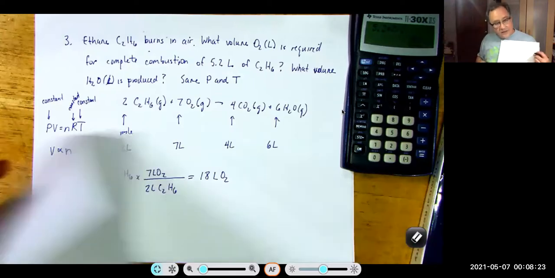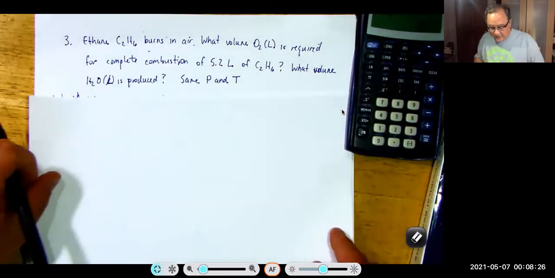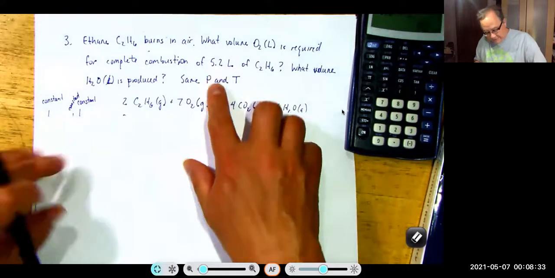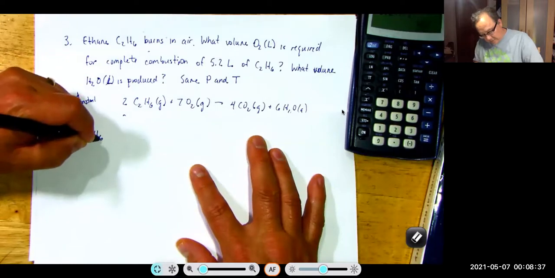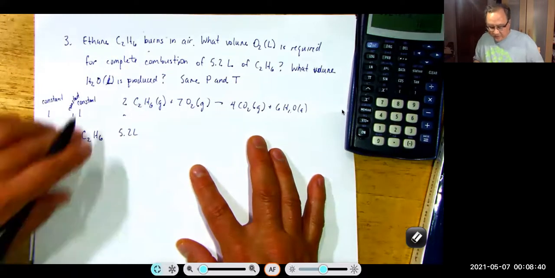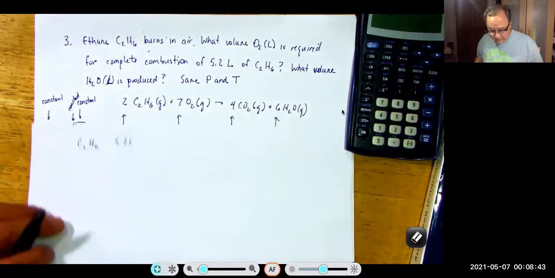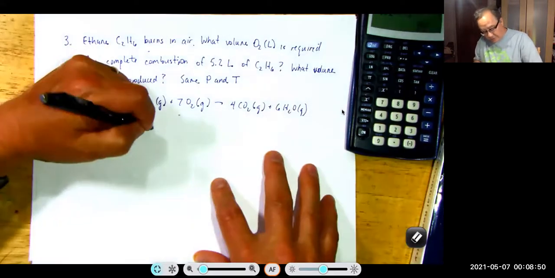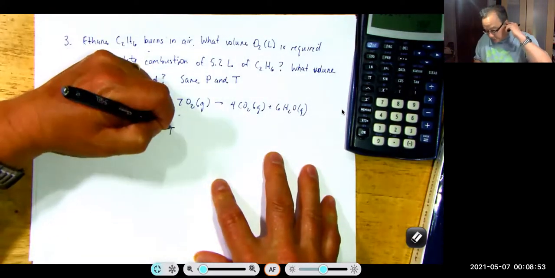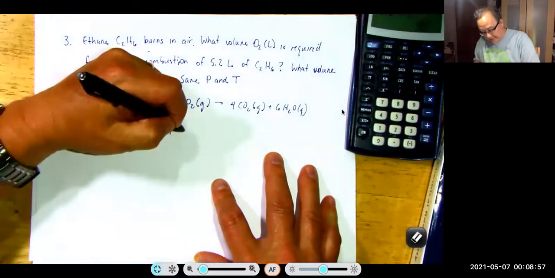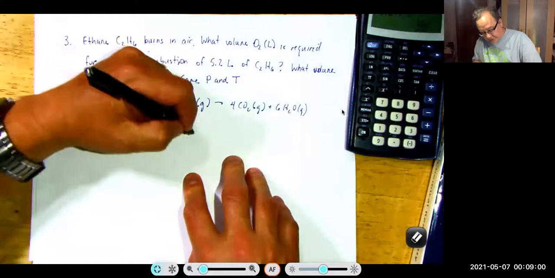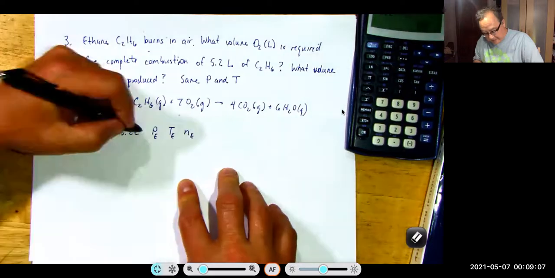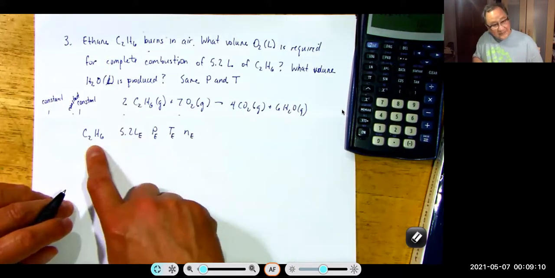So let's do it the long way, shall we? The deal with the ethane is that we know that we've got 5.2 liters. We don't know what the pressure is. We'll just call it pressure. We don't know what the temperature is. We'll just call it temperature. And we don't know how many moles that is. We'll just call it moles. Here, I'm going to call this the pressure of ethane, the temperature of ethane, and the moles of ethane. And we have 5.2 liters of ethane.